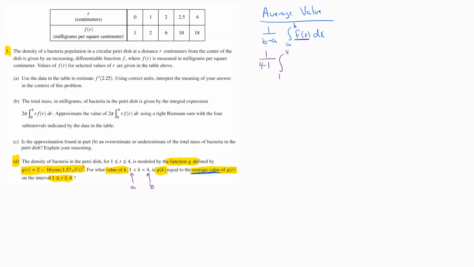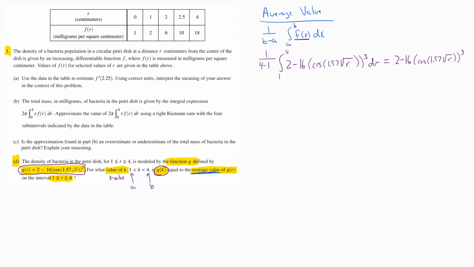Then our f of x, our equation, is the g equation they gave us here, this long thing: 2 minus 16 times cosine of 1.57 square root of r, we close that parenthesis, then close the other parenthesis, raise it to the third, dr. That's our average value, and what they want to know again is what k value, which is really just the x value, would equal the actual original function. So when would this equal 2 minus 16 times cosine of 1.57 square root of r, close that, raise it to the third? We want to know when are those two things equal to each other.